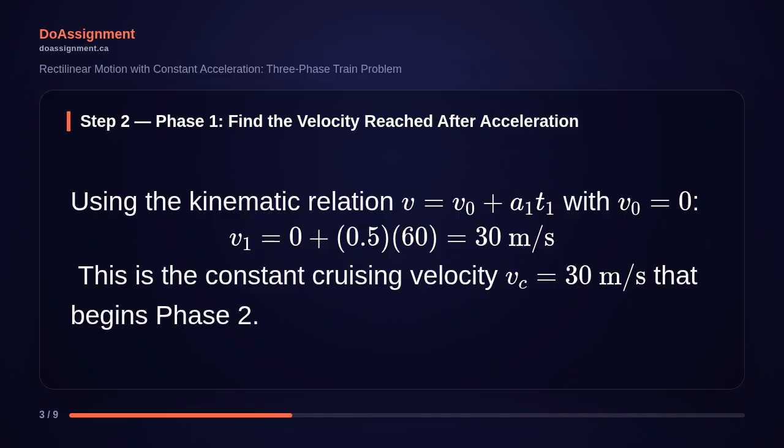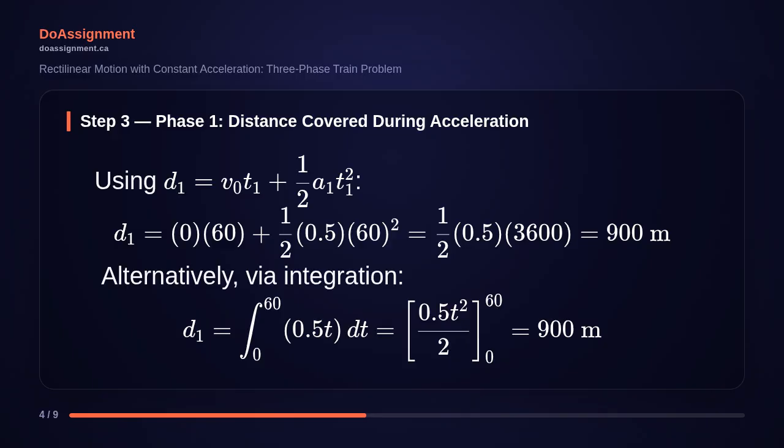At the end of phase 1, the train has been accelerating from rest at 0.5 meters per second squared for 60 seconds. Multiplying gives a final speed of 30 meters per second, which becomes the cruising speed. For phase 1, we apply the standard constant acceleration distance formula, or equivalently integrate the velocity function from 0 to 60 seconds. Both give 900 meters.